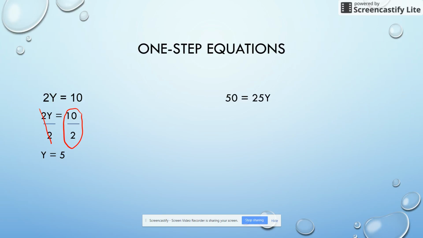50 equals 25y. If you notice on this example, the y is on the other side of the equation. It doesn't matter which side it's on, you can still do a one-step equation to solve. So we're going to divide again on both sides. 25 divided by 25 gives us 1. That cancels. And then we also divide by 25 on the opposite side. 50 divided by 25 gives us 2.